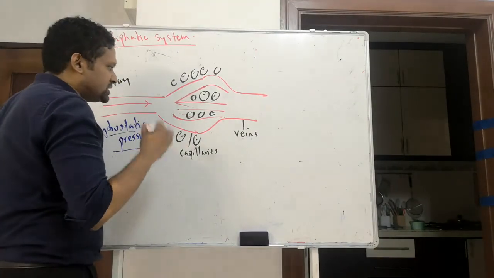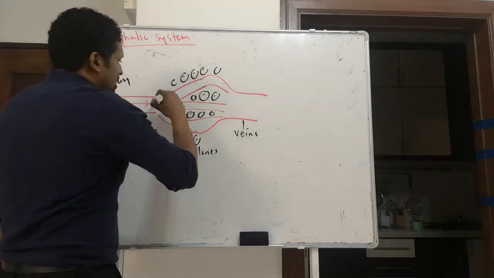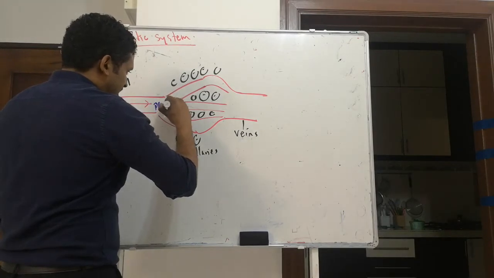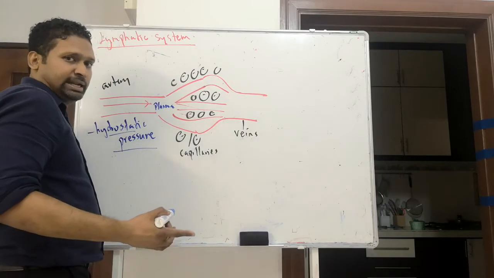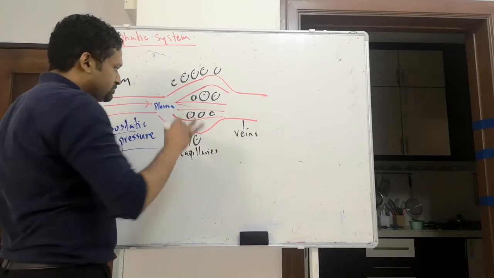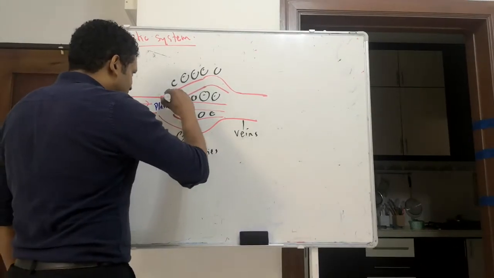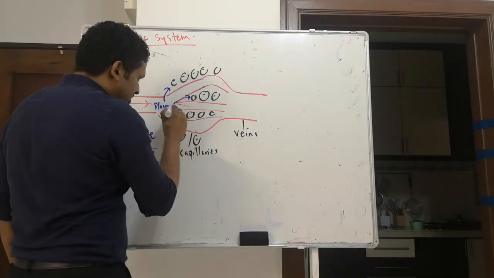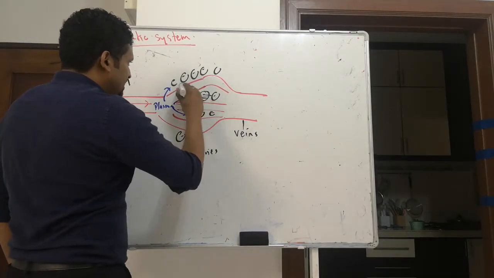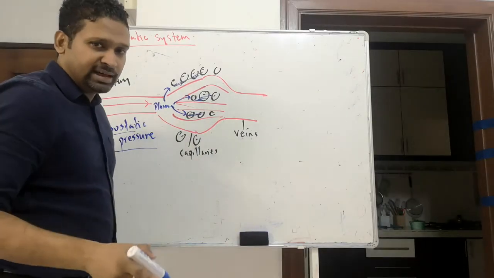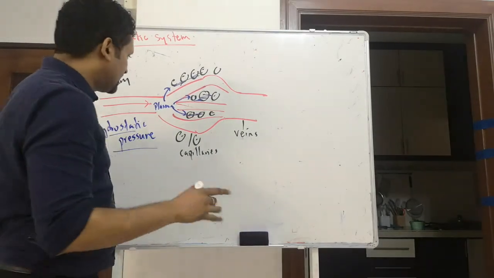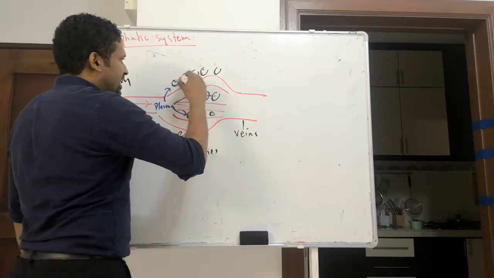When the hydrostatic pressure changes, what is inside the blood vessel here? Got plasma, red blood cells, white blood cells, platelets and everything, right? All is okay. But what happens is plasma seeps out to bathe the cells. Red blood cells never come out, white blood cells never come out, platelets never come out. But plasma comes out and bathes the cell.